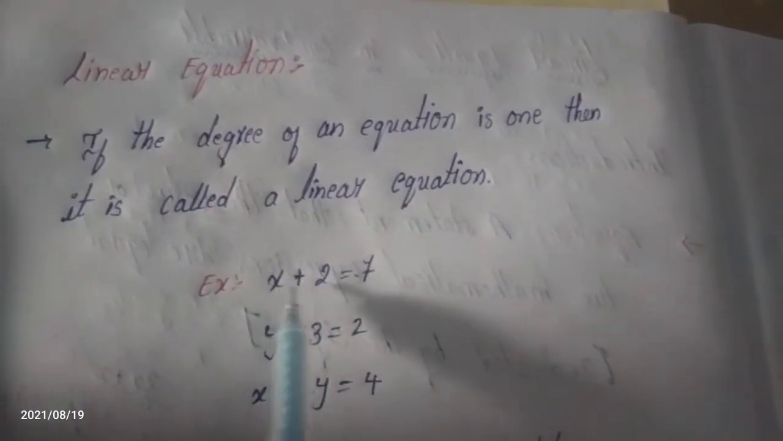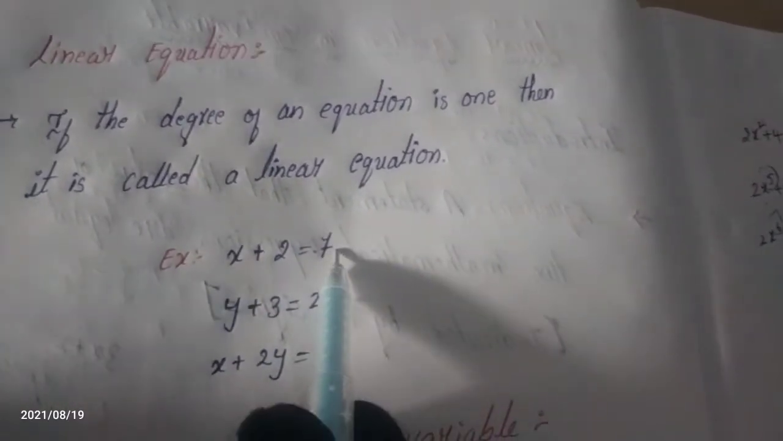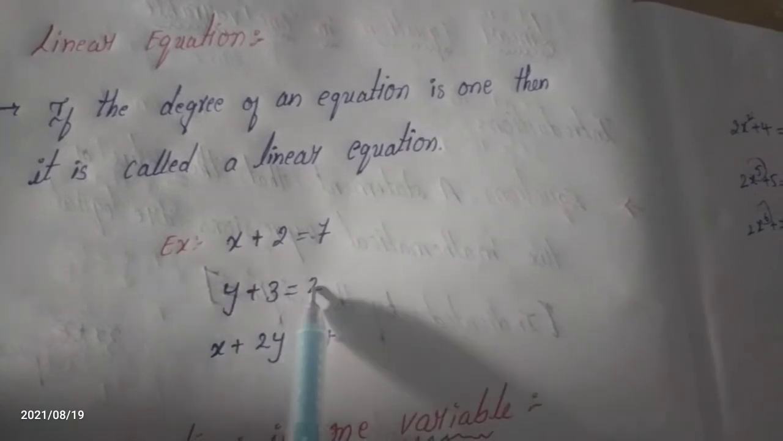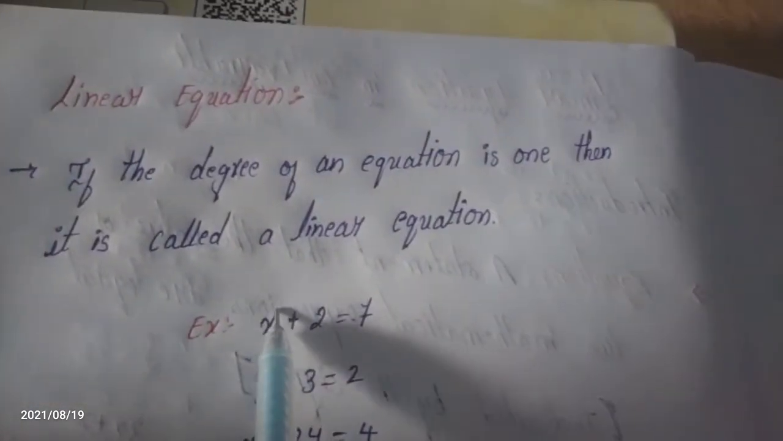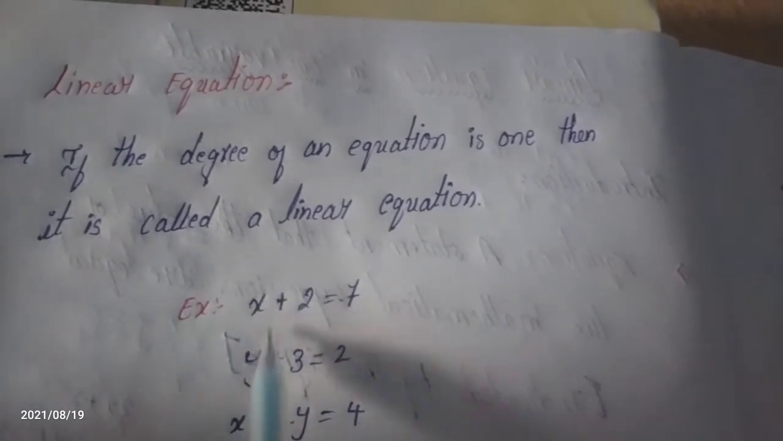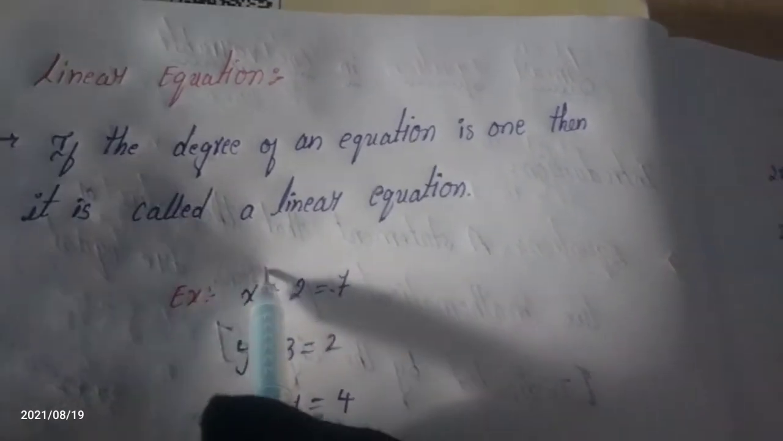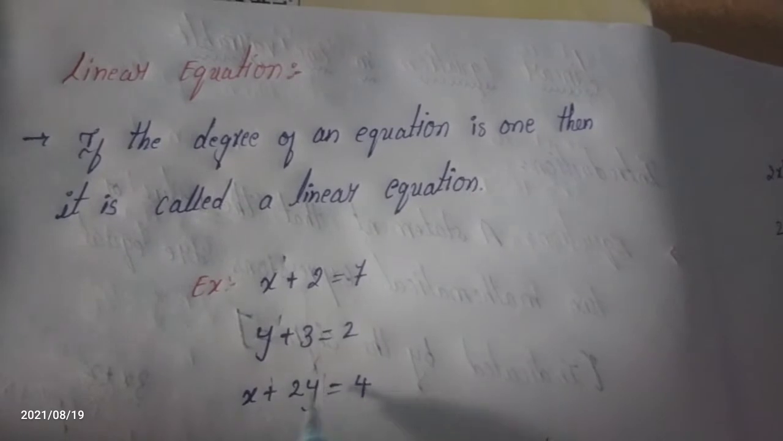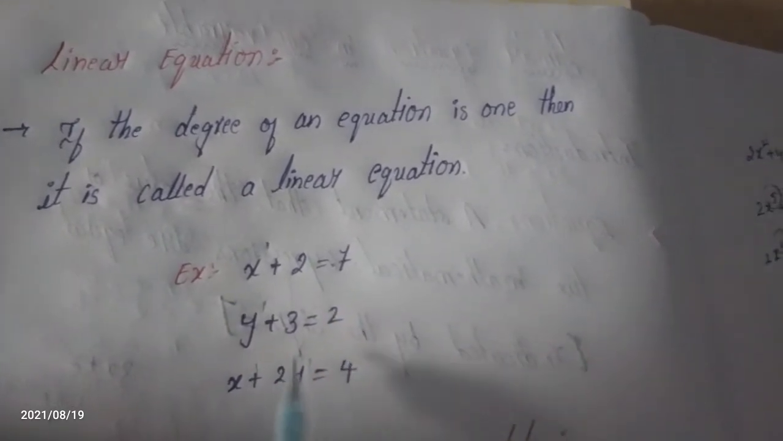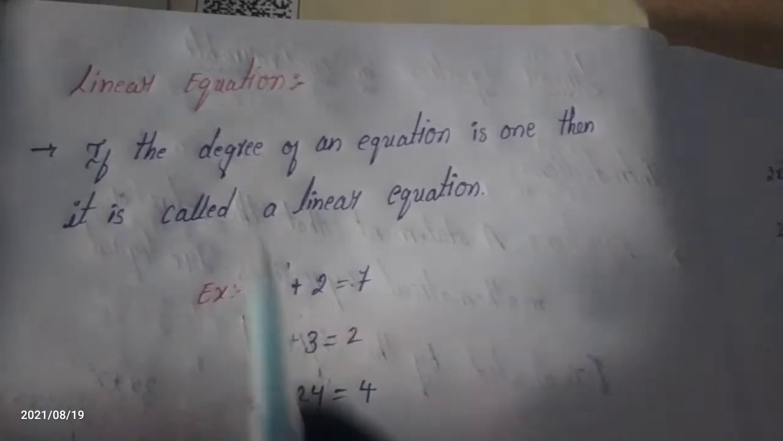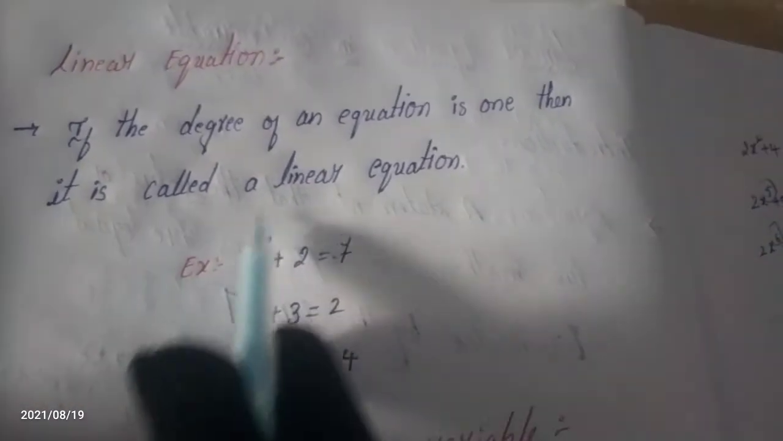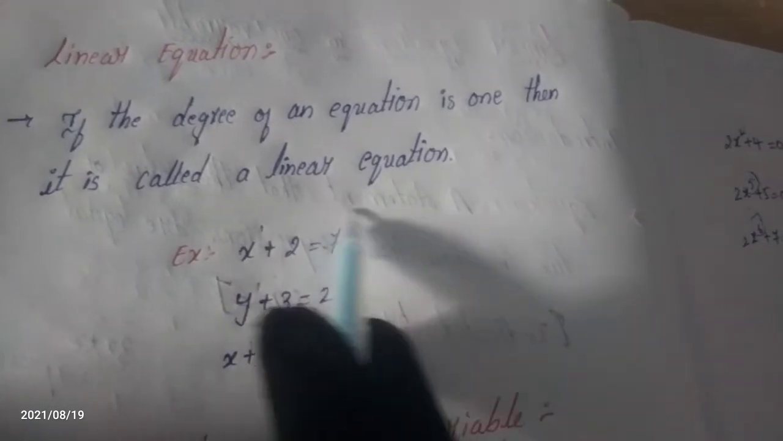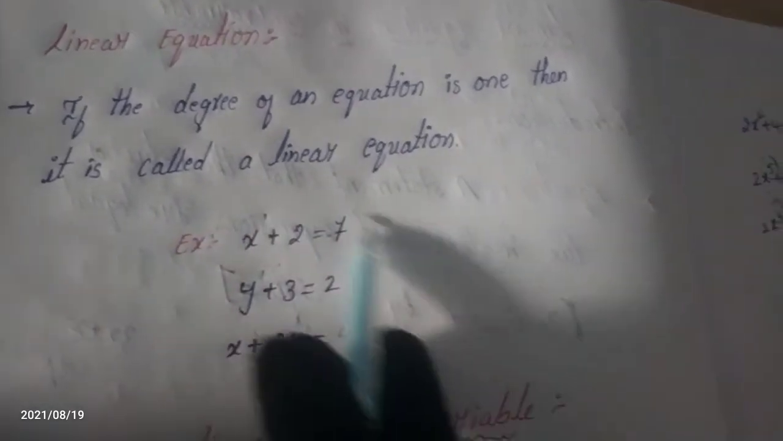What are the examples? x plus 2 is equal to 7, y plus 3 is equal to 2, x plus 2y is equal to 4. Can you see any power there? There is no power shown, which means the power is 1. Is it a linear equation or not? It is a linear equation because the degree of the equation is 1. This means if the degree of an equation is 1, then the equation is a linear equation.